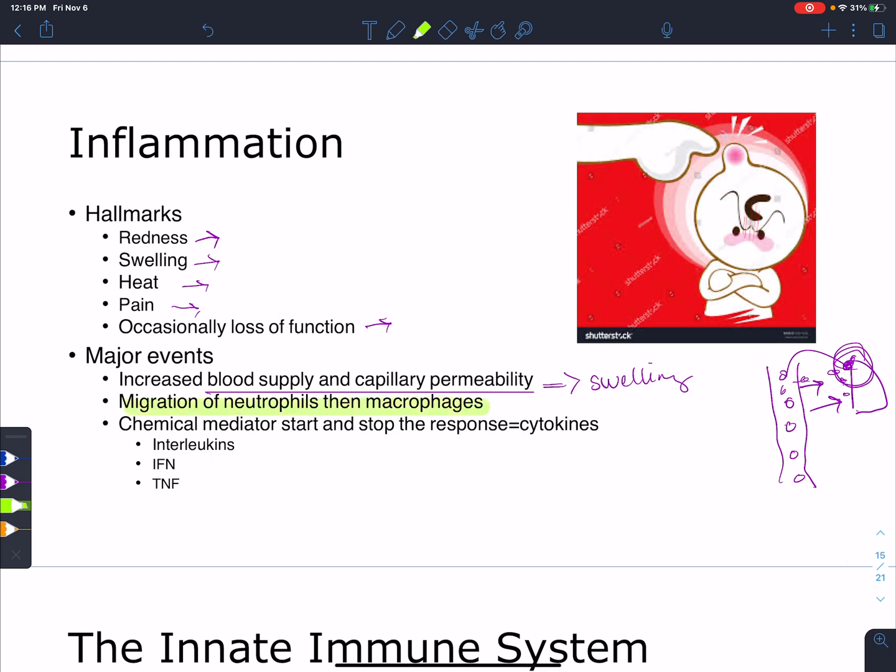Okay? And then we have those chemical mediators that stop and start the response. So cytokines. Okay? And some of those are interleukins. I mentioned the interleukin 2 earlier. Okay? This is interferon. I don't know if I can spell this right. And then this one is tissue necrosis factor. Okay, so those are some of our chemical mediators. All right.